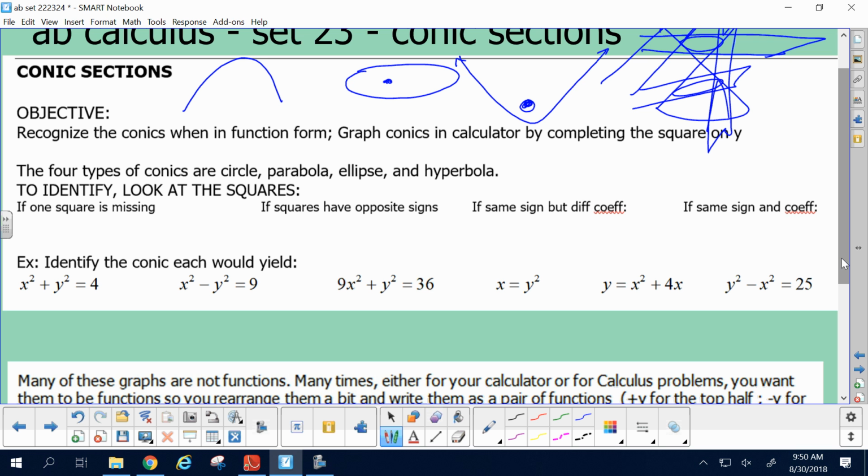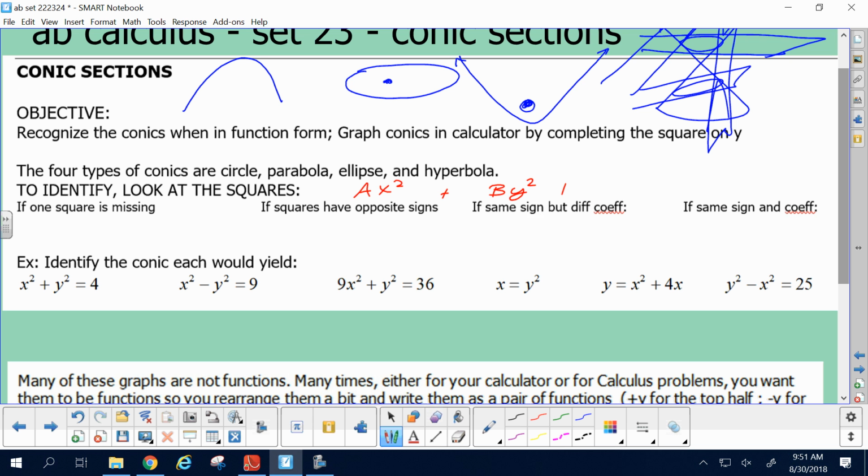Recognizing a conic section, you need to be able to look at what is given and know which is which, all right? If one square is missing, normally you look at squares. You might have x squareds and y squareds, and they might have coefficients with them. If one of the squares is missing, then what do you got? Parabola, ellipse, circle, or hyperbola? Parabola. If one of the squares is missing, then you only have y equals x squared.